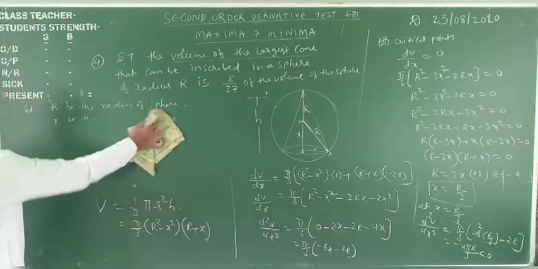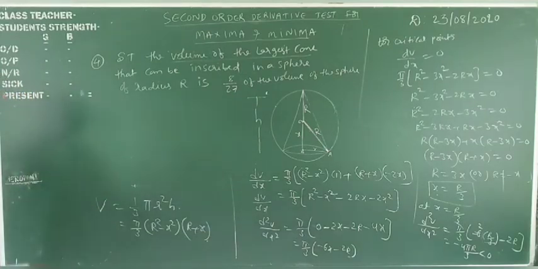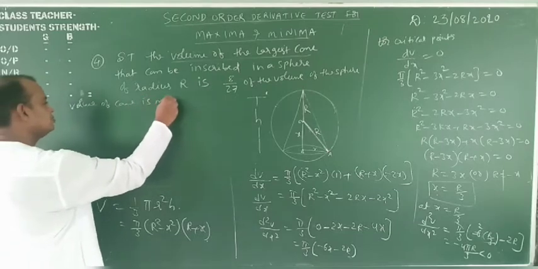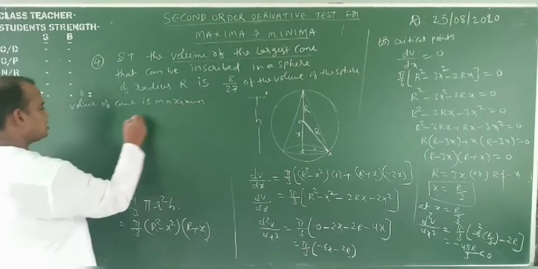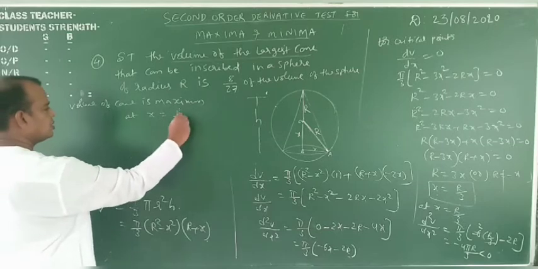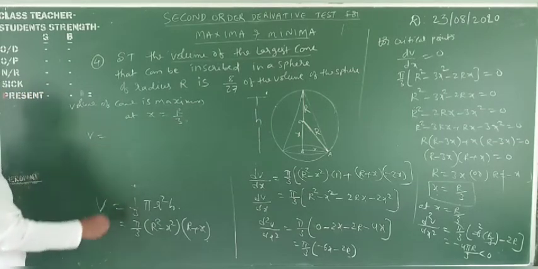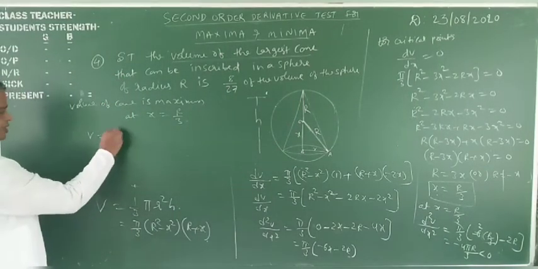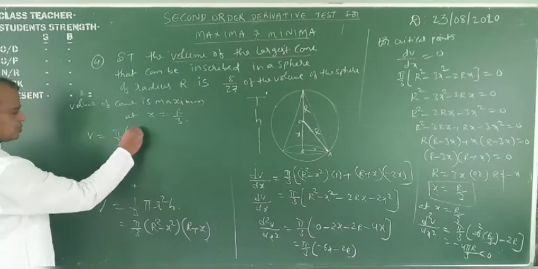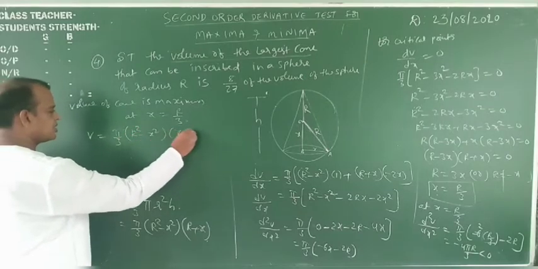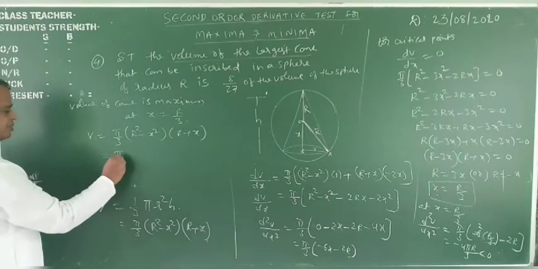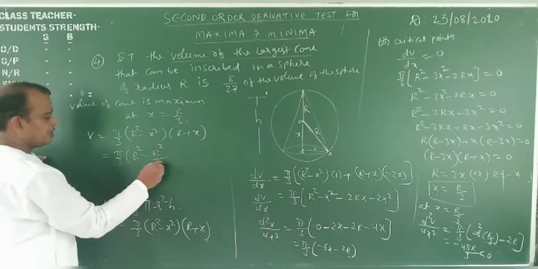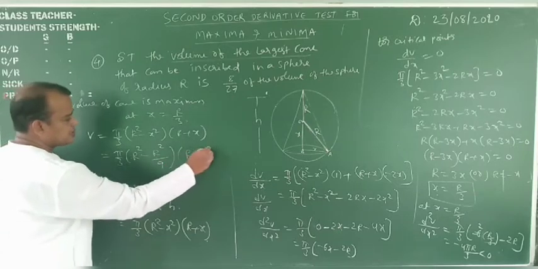Okay, my dear students. Therefore volume of the cone is maximum at x is equal to r by 3. You have to show that volume is equal to 8 by 27 into... Volume is pi by 3 into r square minus x square into r plus x. Now substitute: pi by 3 into r square minus x square, x square means r square by 9, into r plus r by 3.